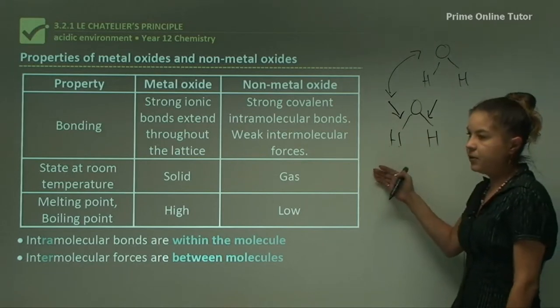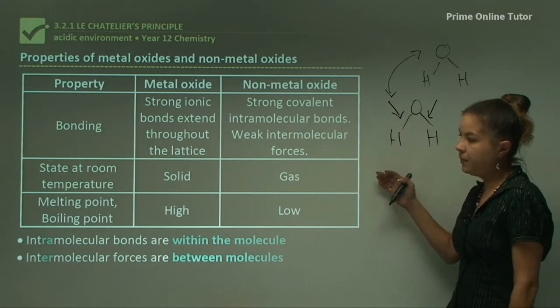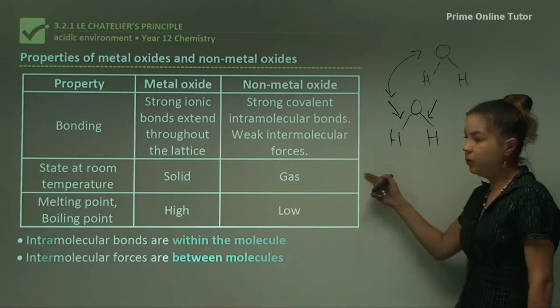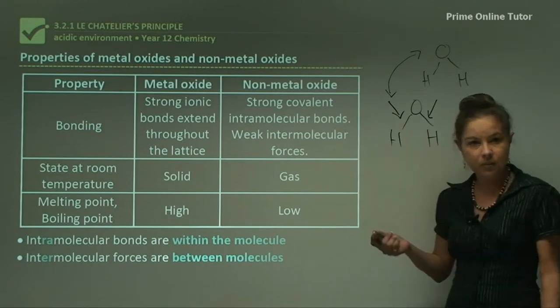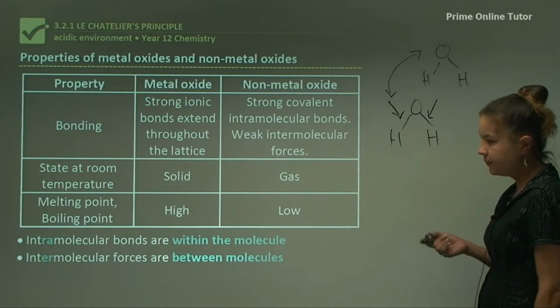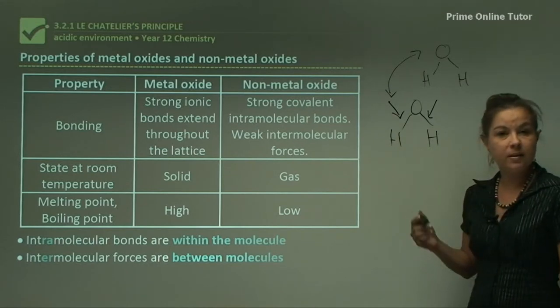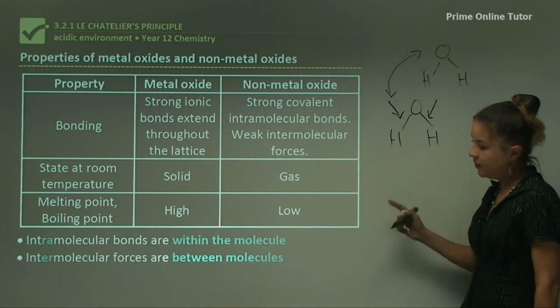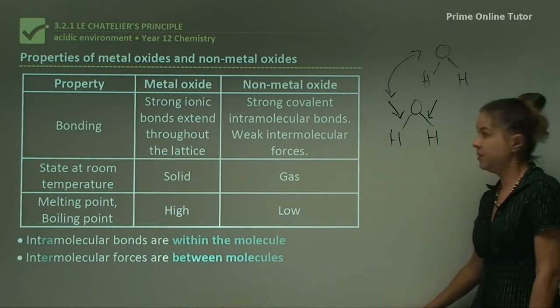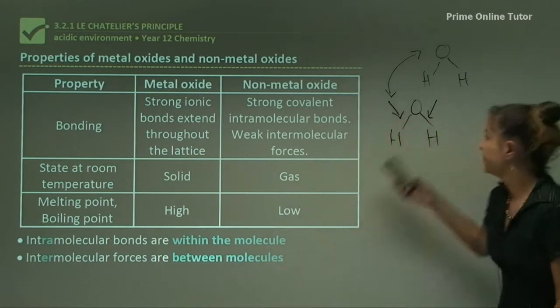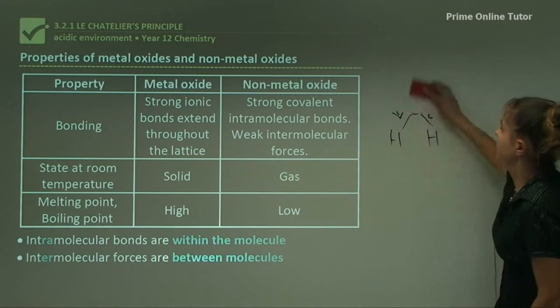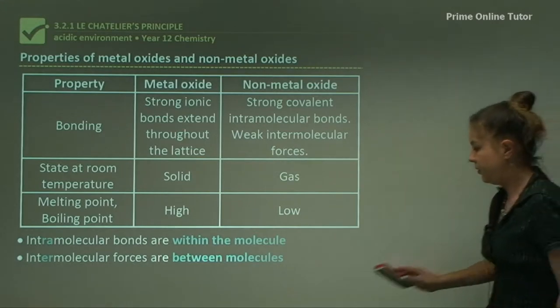Okay, let's look at the state at room temperature. A metal oxide will be a solid, and a non-metal oxide will be a gas, such as sulfur dioxide and carbon dioxide. Melting point, boiling point: in a metal oxide it's high because it's a solid, and in a non-metal oxide it's low because it's a gas. So that's a good summary for you to remember.